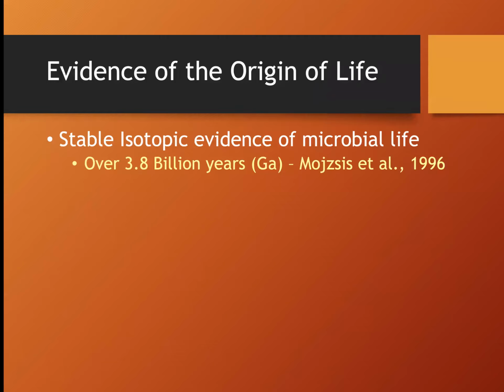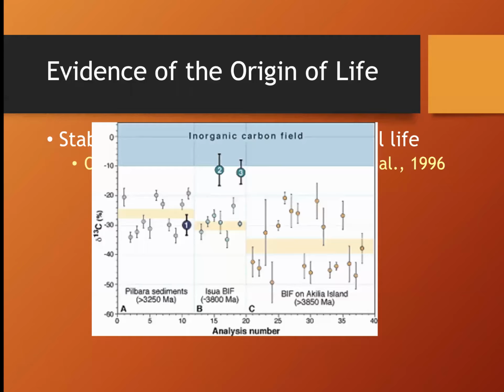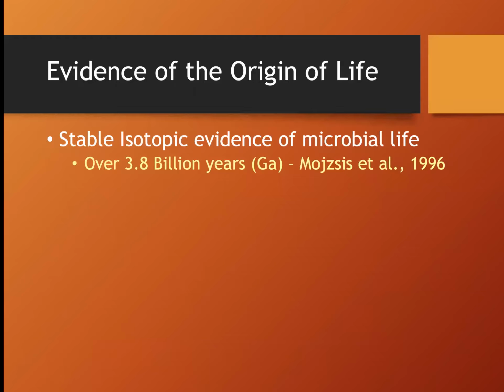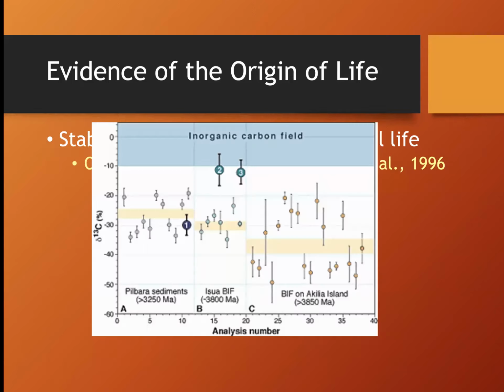We can speculate, we have evidence, and I'm going to present some of that here in this slide. But the reality is we don't know how it happened. We think we have a pretty good handle on when it happened, and that's here. Over 3.8 billion years ago, there are isotopic remnants in rocks.